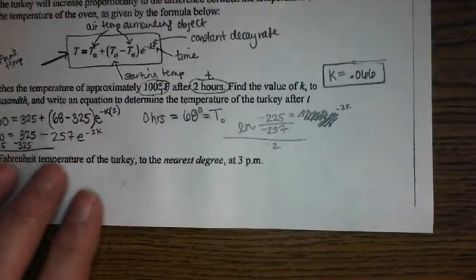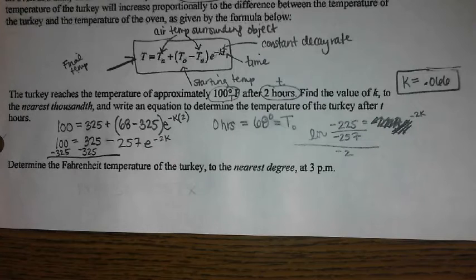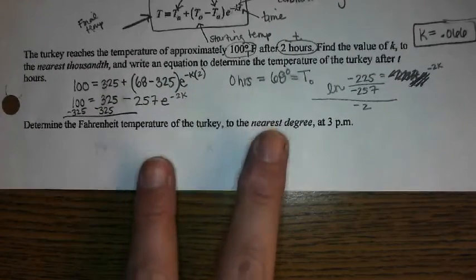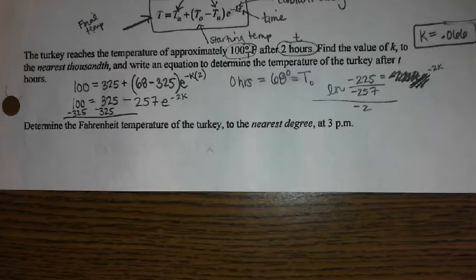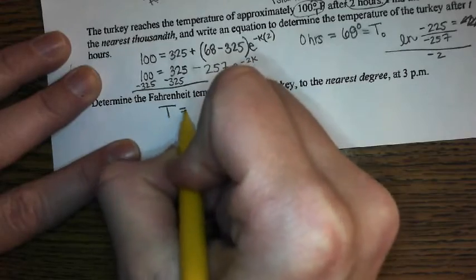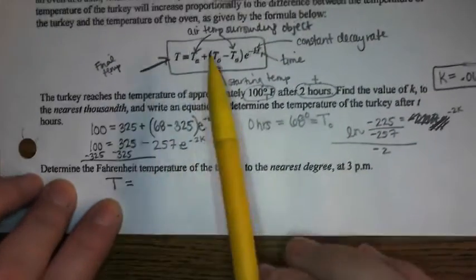So just like with direct variation and inverse variation, once you find that K, that constant of decay rate for a specific scenario, that's the K you use from that point forward. So now we have to use that K to answer a follow-up question. Determine the temperature of the turkey, so the final temperature at 3 p.m. So I'm looking for capital T. I'm looking for the final temperature.